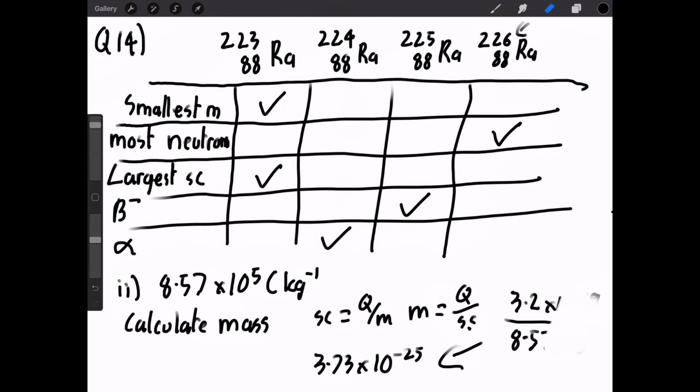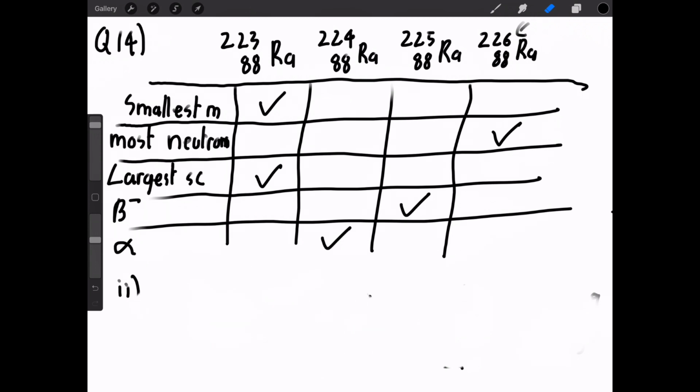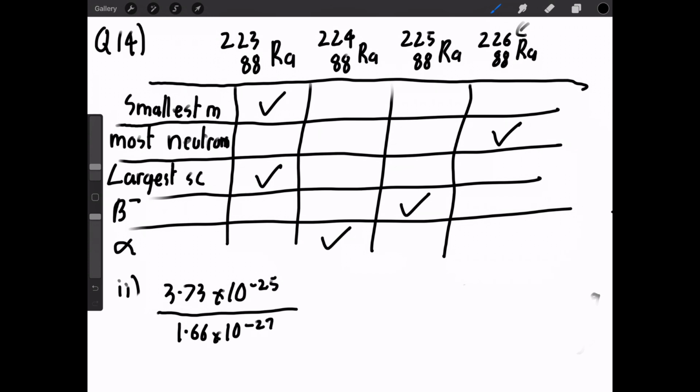Okay, remember that number. I'm just going to create some space. So that's 3.73 times 10 to the power minus 25. That is the mass of the nucleus. To work out the number of nucleons in there, so I can identify it, I divide by 1.66 times 10 to the power minus 27. That is the average mass of a nucleon. And that gives me about 224.3. There's some significant figures errors here because you can't have 0.3 of a neutron or a proton, so it must be 224. So it must be this one here, 224, 88, radon, and that is your answer.